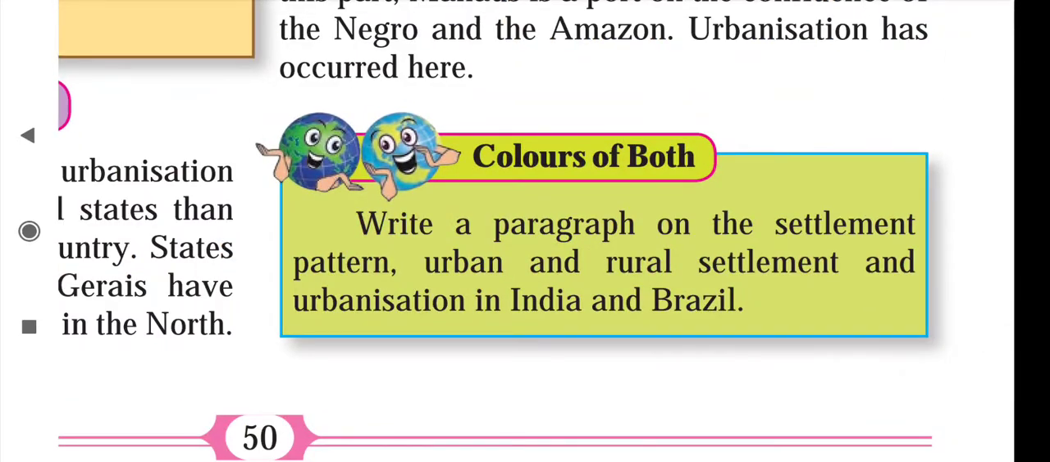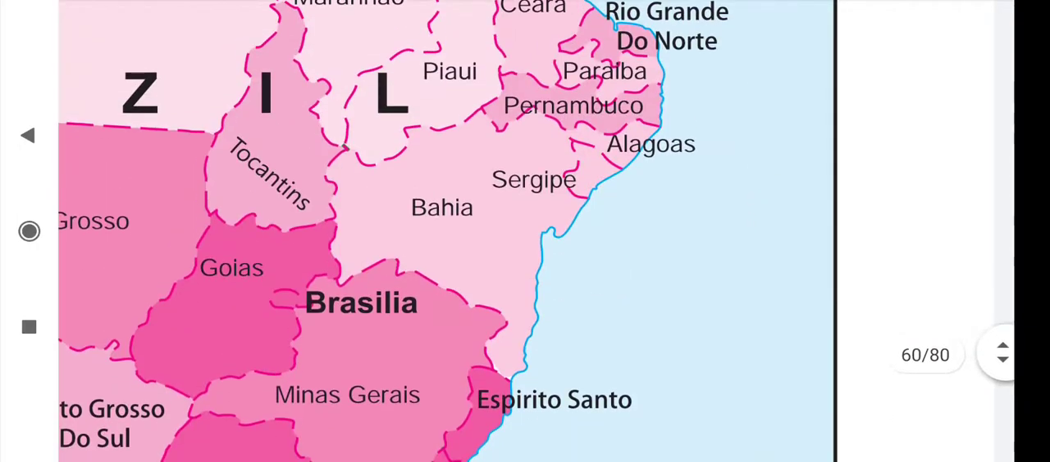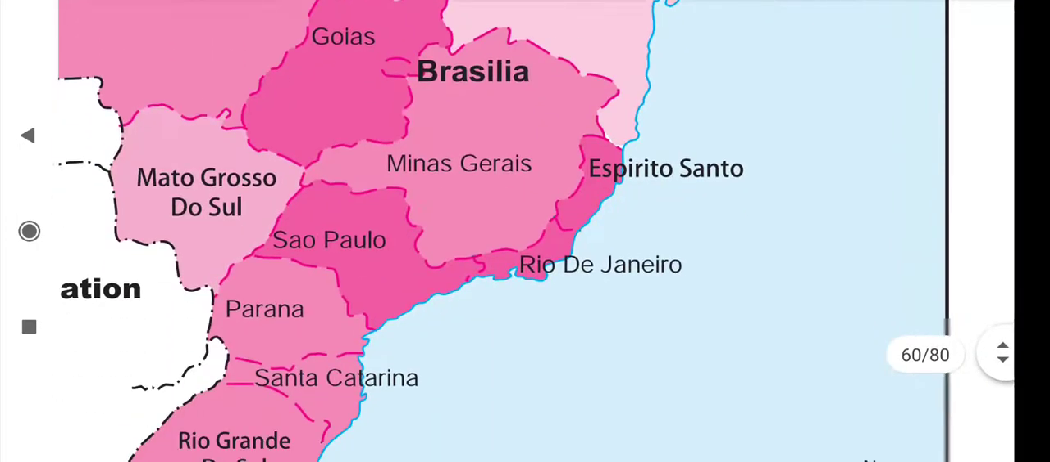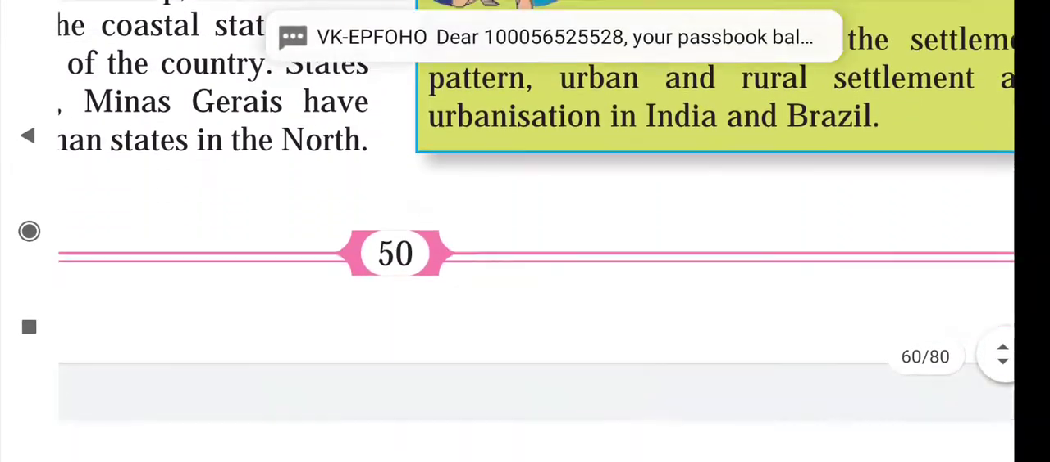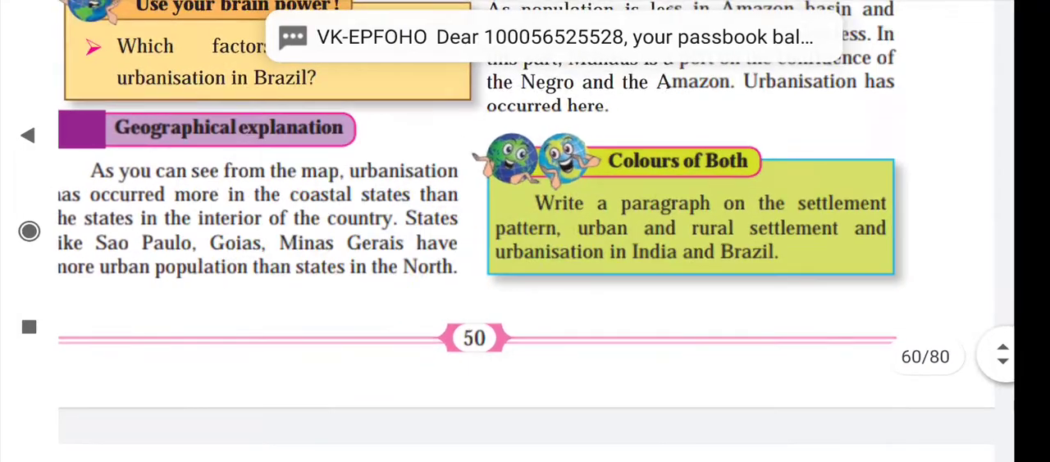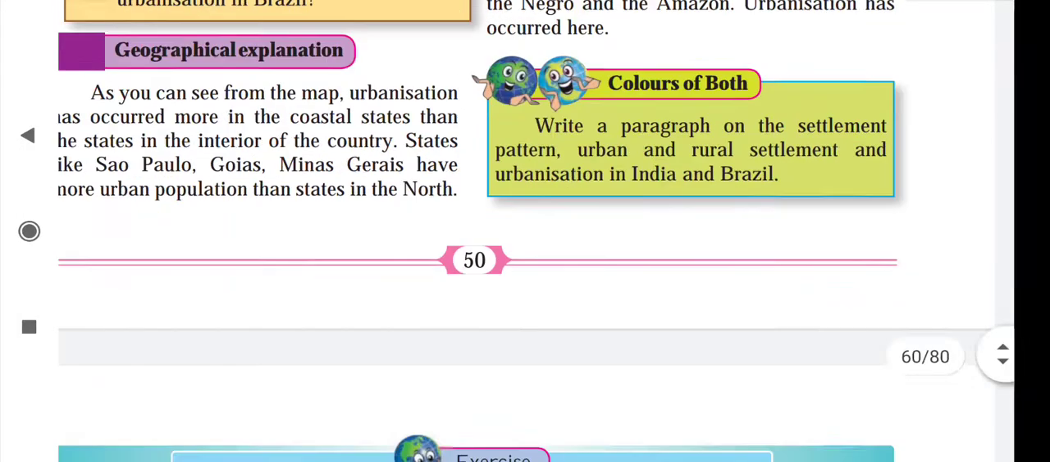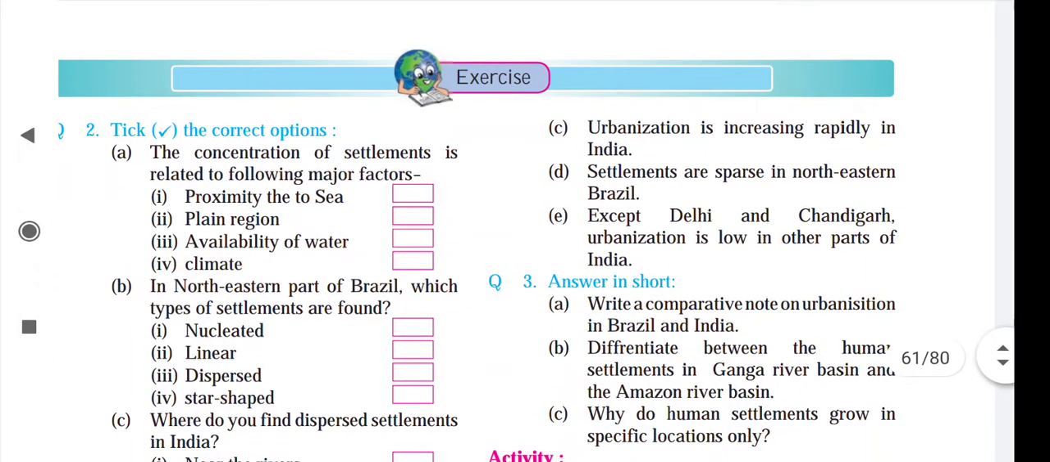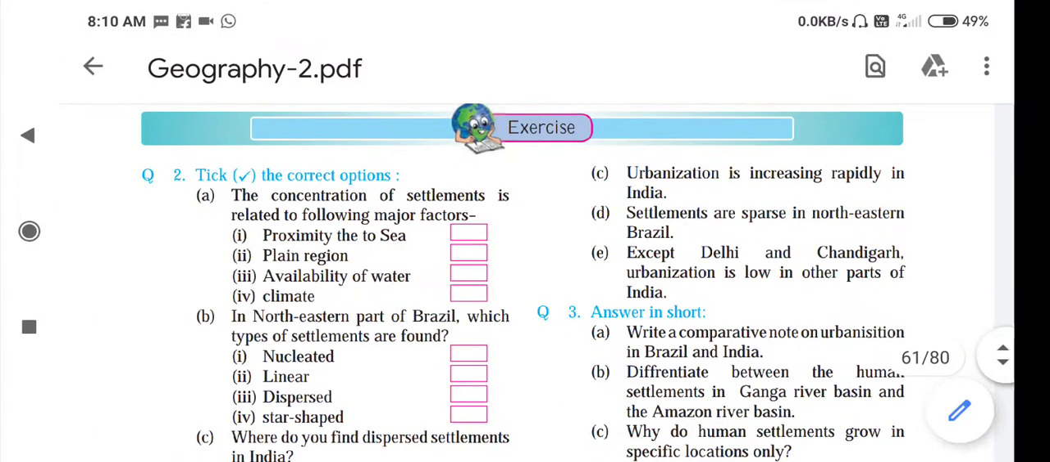Now next, write a paragraph on the settlement pattern, urban and rural settlement and urbanization in India and Brazil. So students, we have to prepare a short note here. You have to write the paragraph on urban and rural settlement and urbanization. So we have completed this 7th chapter. Now the exercise is given. I hope you understood. Thank you very much.